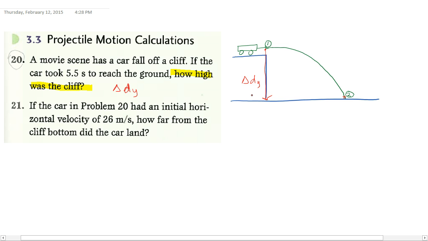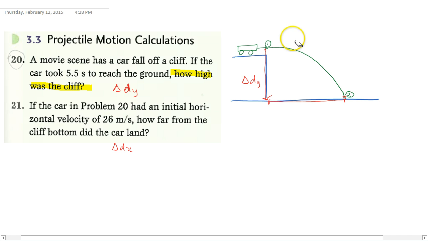Your delta dx, this one over here, would also be the same as this part here. That would be your delta dx. That's how far away from the cliff the car landed. So that's actually the question for the second part, is the delta dx.